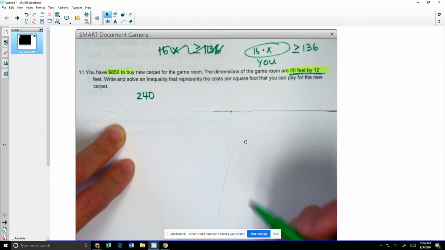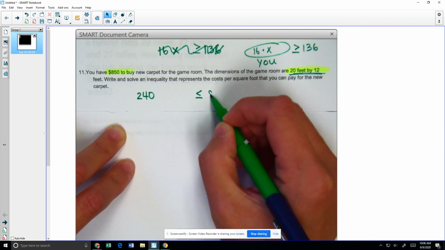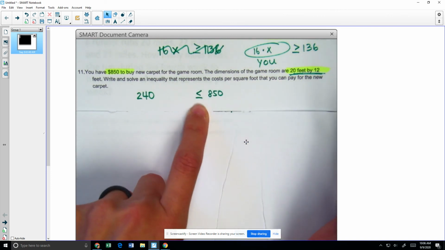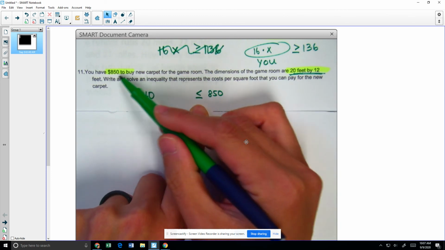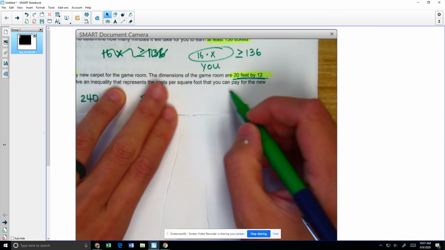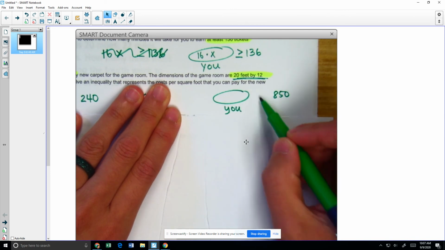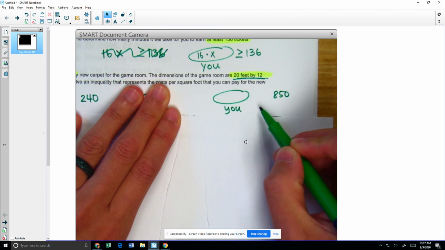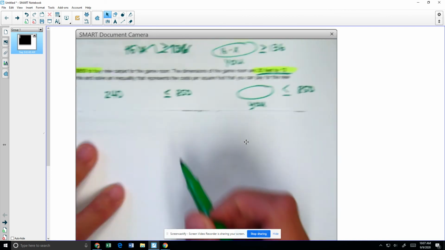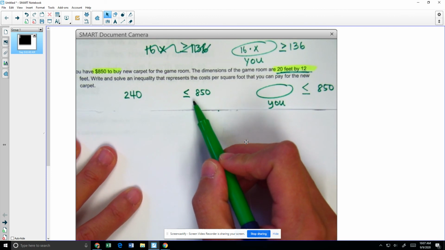Is less than or equal to 850? Okay, this is the right symbol, and I feel like some of you don't know why. You have $850. So here's u. You have $850. Do you have more than $850? No, but you could spend less than $850. That's why it's less than or equal to. That's why that person said it's less than or equal to $850.